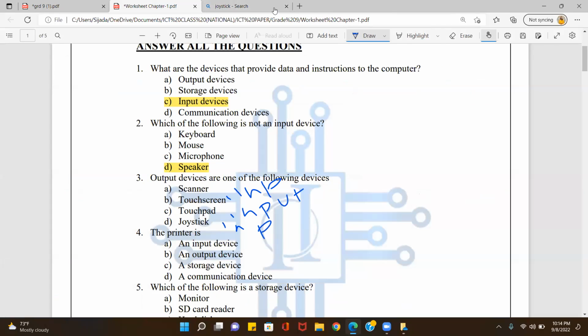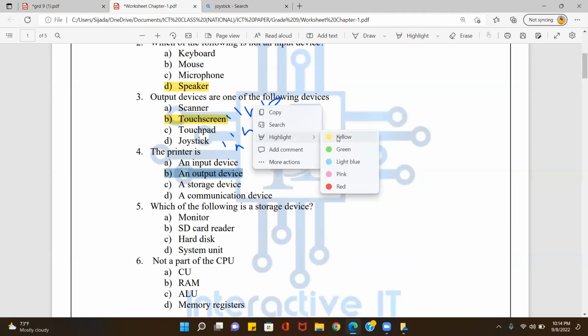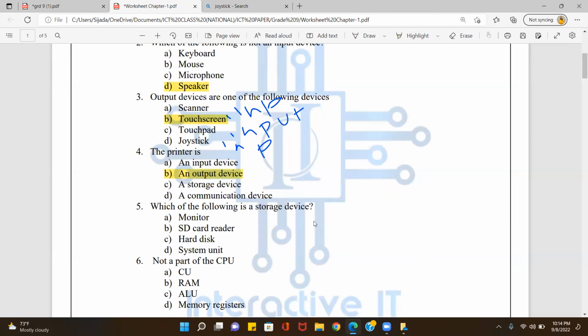So out of the given ones, which is output? You can take the touch screen as the only output, because that can be considered as both input as well as output. Then the next one, a printer. A printer is an output device because you're going to take a printout from the computer.